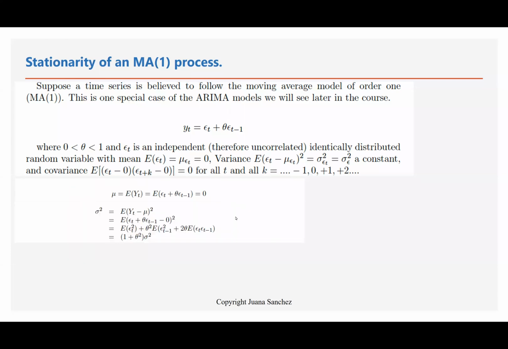Now let's think about the variance. The variance of a random variable is the expectation of the squared deviations of the variable from the expected value. So what you do when you have a formula like this is you plug in the formula for the model. Y sub t is epsilon t plus theta epsilon t minus 1. So you just plug it in, and then minus mu. Mu we figured out was 0.